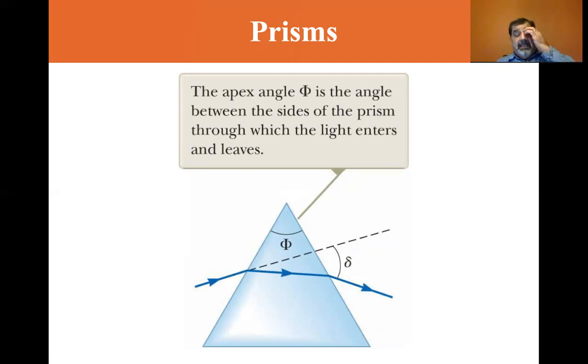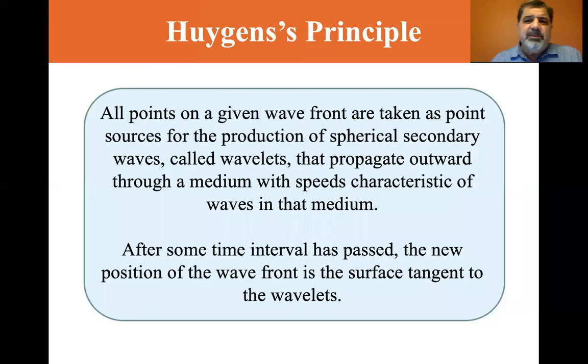And with different wavelengths, there'll be different angles when they exit, and that's how a prism breaks up the color spectrum. Okay, and we stop there. We'll go on to Huygens' principle next.